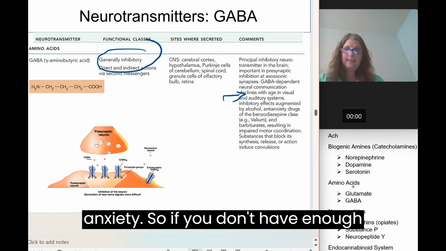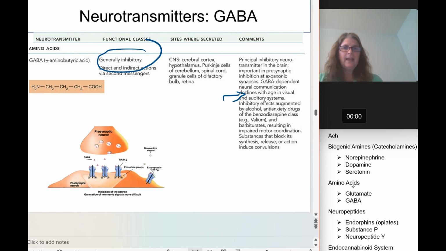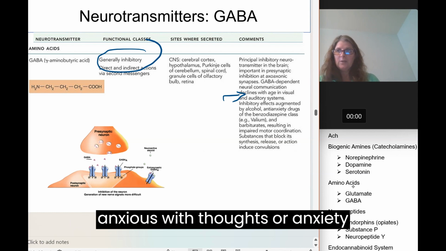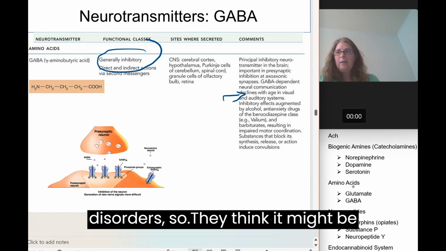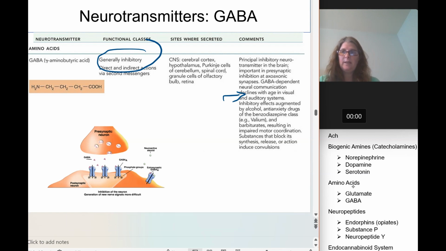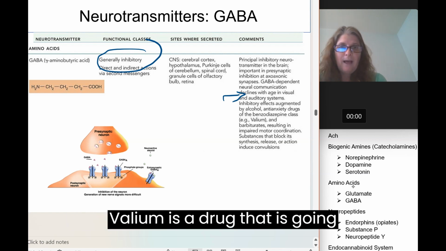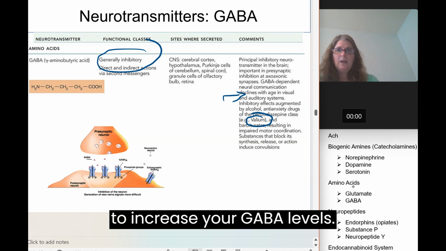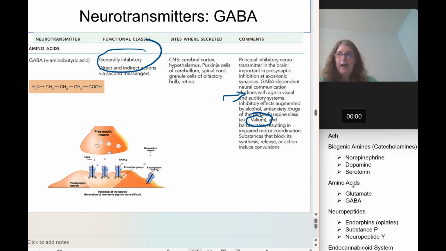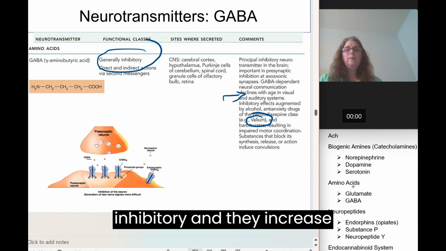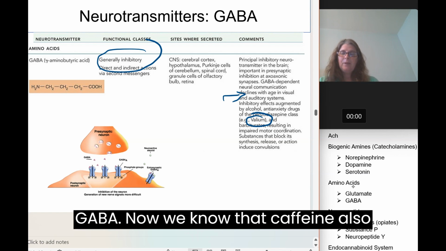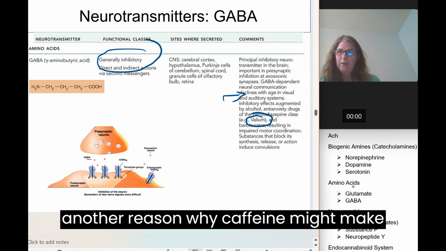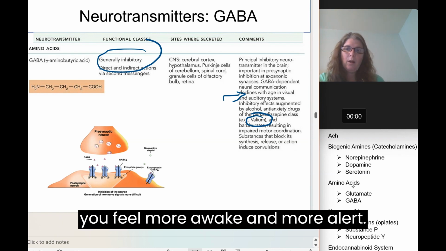It helps lower anxiety. So if you don't have enough GABA, you probably suffer from maybe panic disorders, or you're very, very anxious with thoughts, or anxiety disorders. So they think it might be involved, if it's too low, with schizophrenia and anxiety disorders. So Valium is a drug that is going to increase your GABA levels. So are barbiturates and alcohol. All of these are inhibitory and they increase GABA. Now we know that caffeine also suppresses GABA. So again, that's another reason why caffeine might make you feel more awake and more alert.